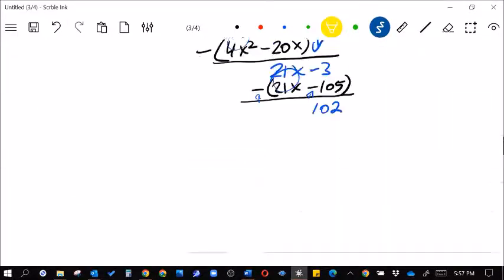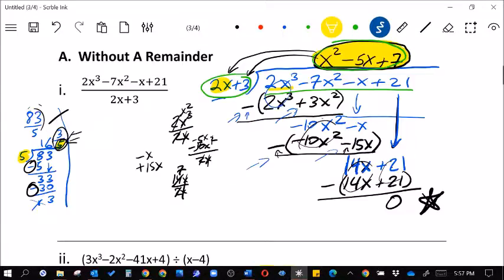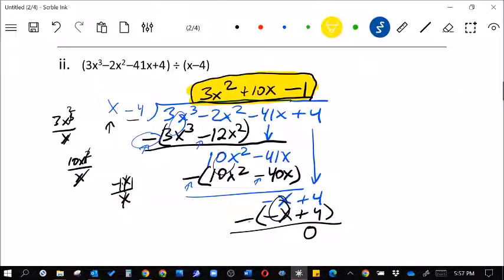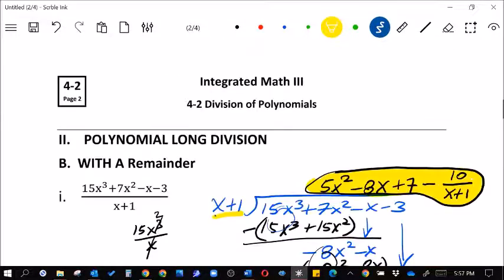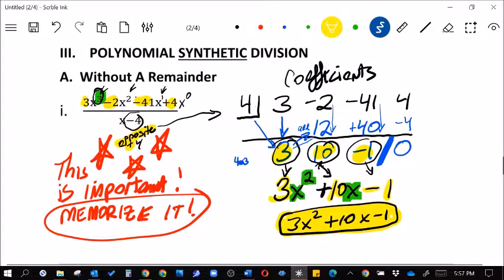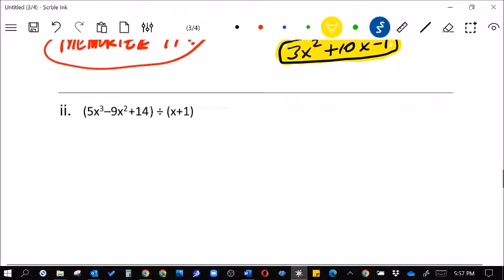Now, each of these up here could have been done the same way. If you notice, I believe it's this one right here. I did this one by long division, and then I did this one down here by synthetic division. You can decide which one's easier and do it that way, or simpler, or which one you remember better. Let's come on down here and do another one.